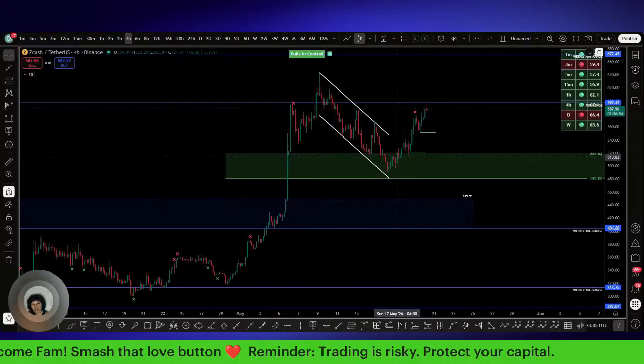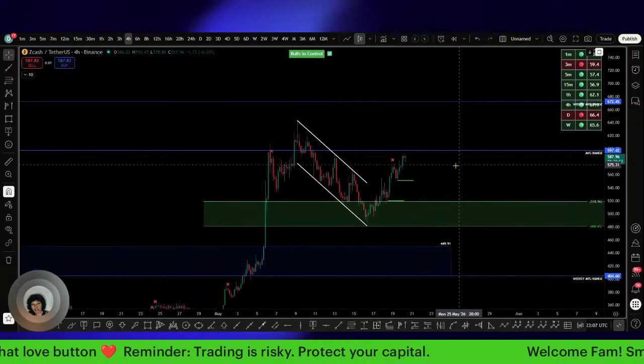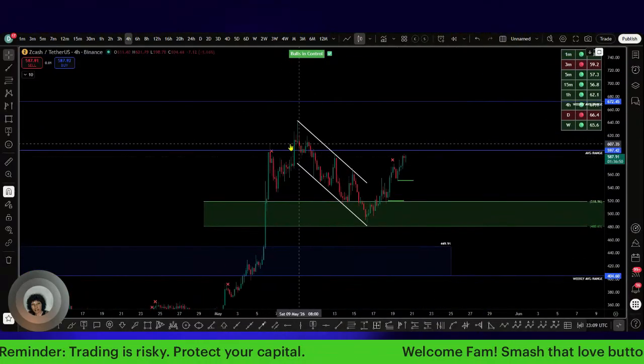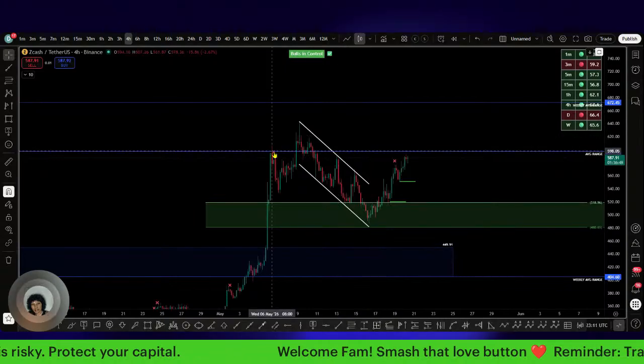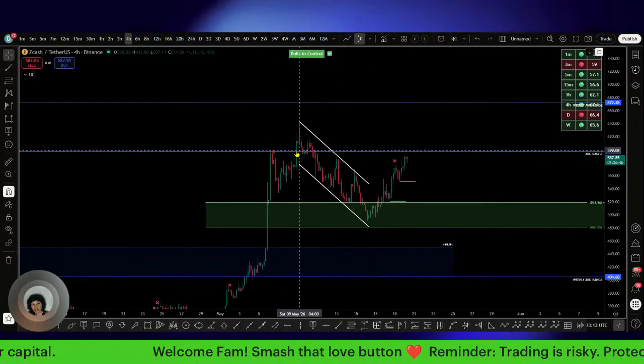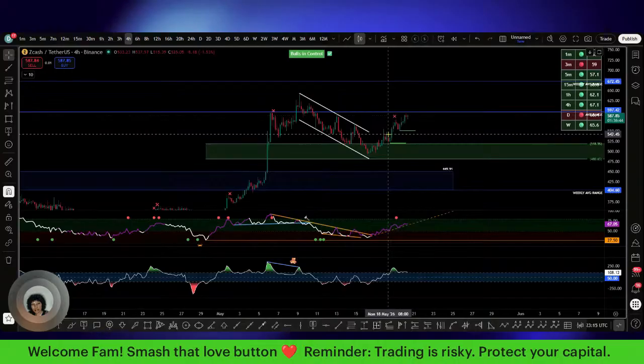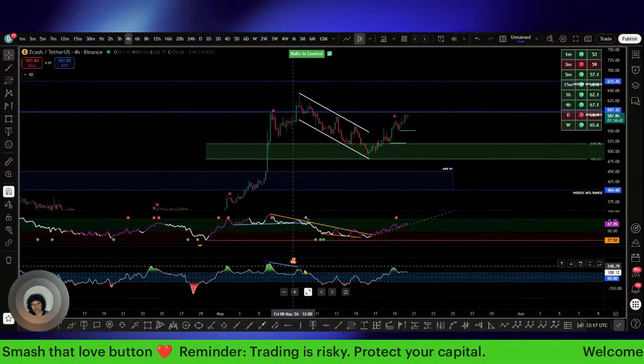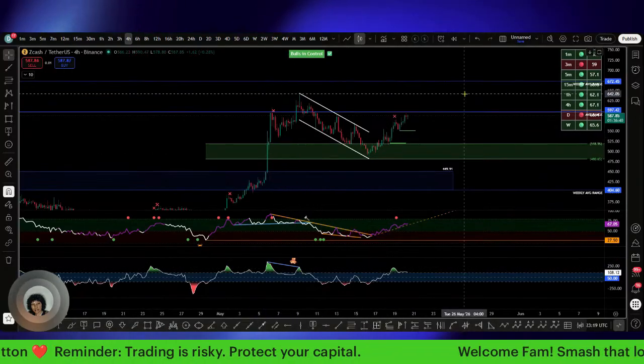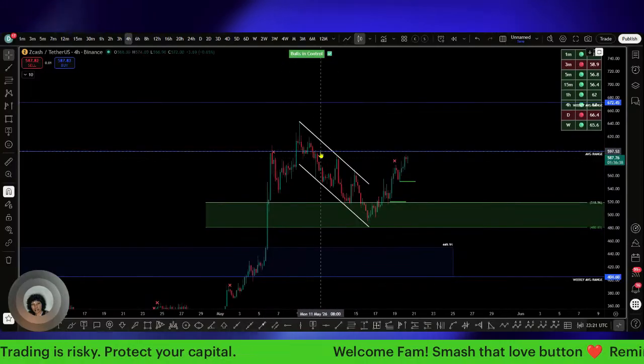So ZEC, my thoughts with ZEC is when we were over in here, you can see we put in the bear div right through there. I knew it was something right in there. We put in the bear div right there because I was looking at ZEC.